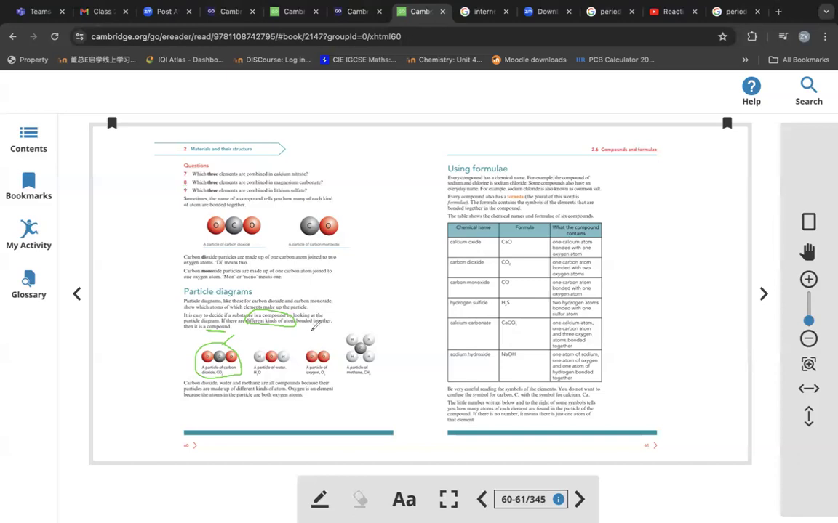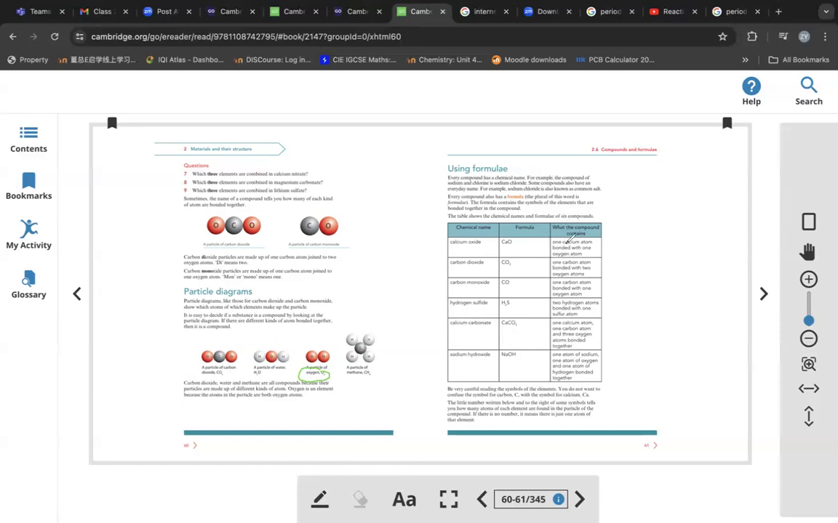Okay, next one over here. From all these, are they all compounds? CO2, H2O, O2, CH4. No. Which one is not? O2, because it is made from only one type of element and is not mixed with another element. Correct. So you understand that so far? All right, we move on to the next one.